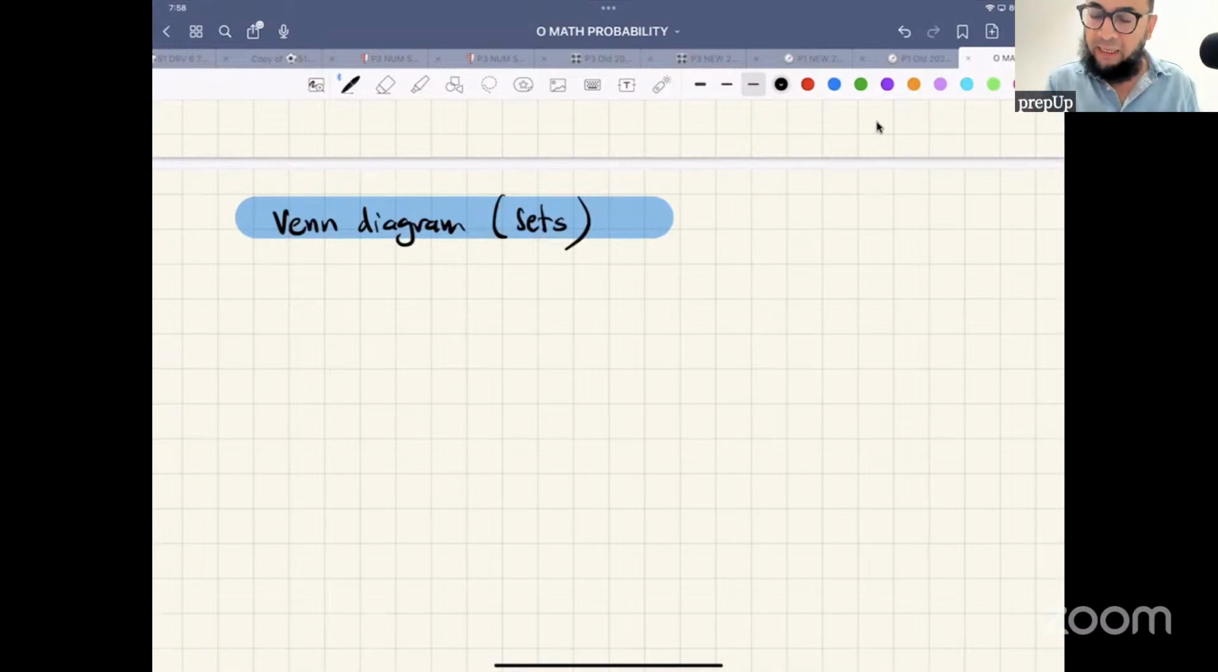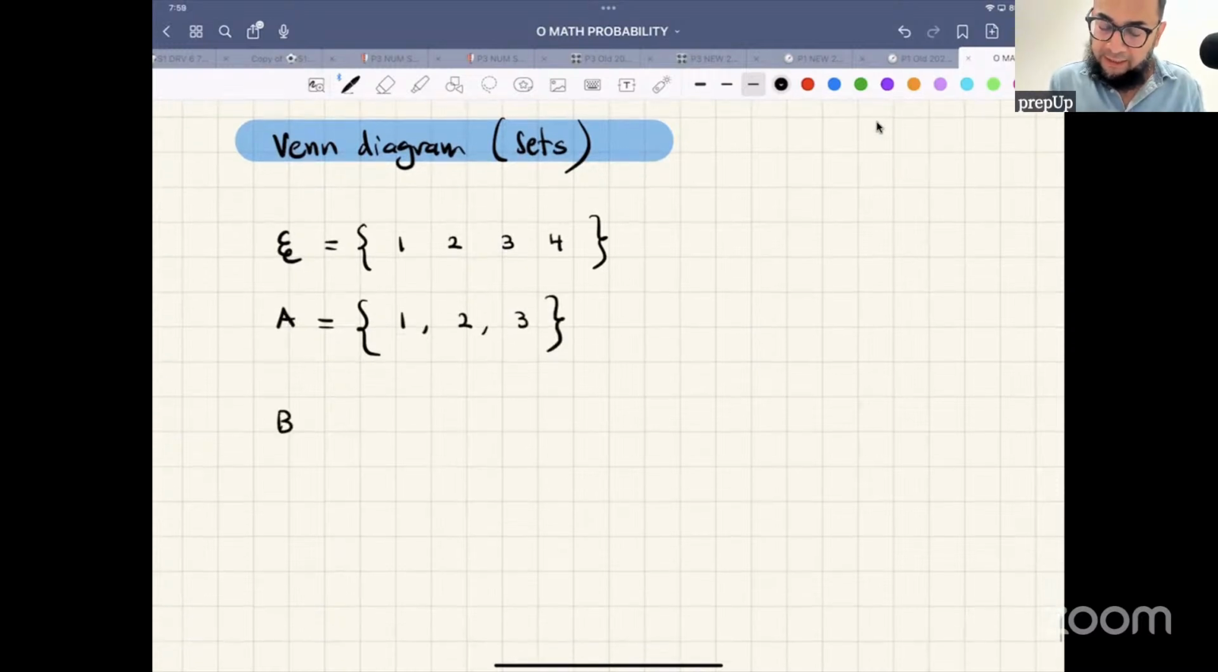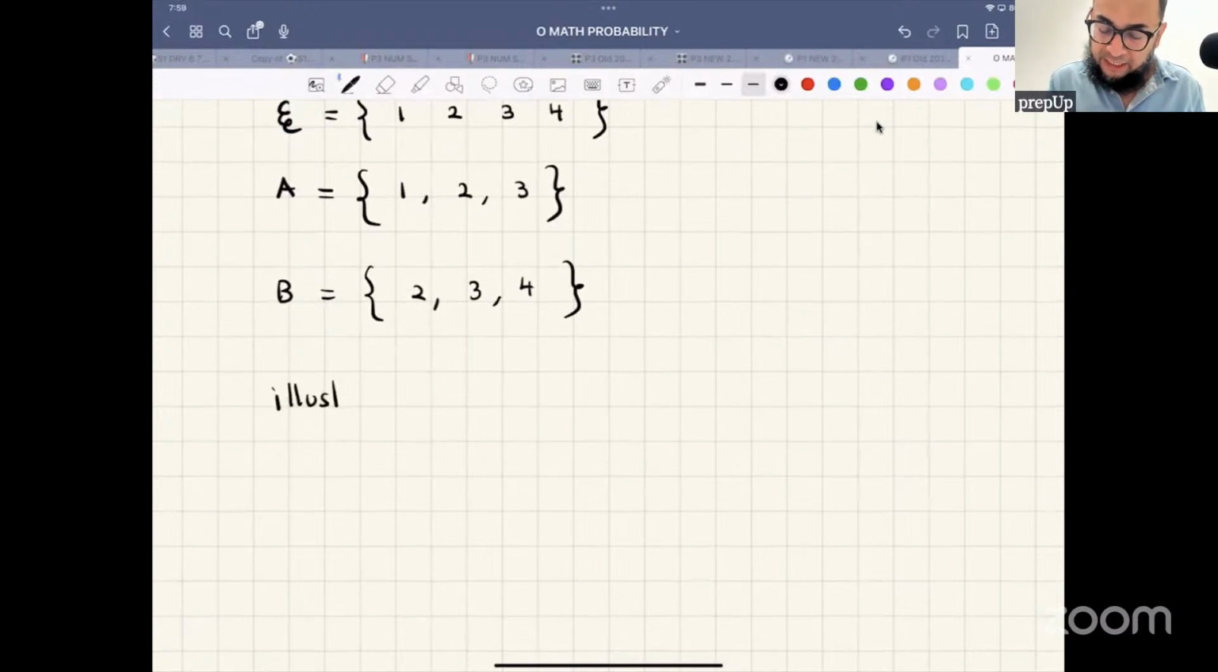Now, I hope the concept is clear to you, but still, let me just focus on something. Let's say there is a universal set which is 1, 2, 3, and 4. There is a set A which is 1, 2, and 3. There is a set B which is 2, 3, and 4. And now my objective is to illustrate the data, the info on a Venn diagram.